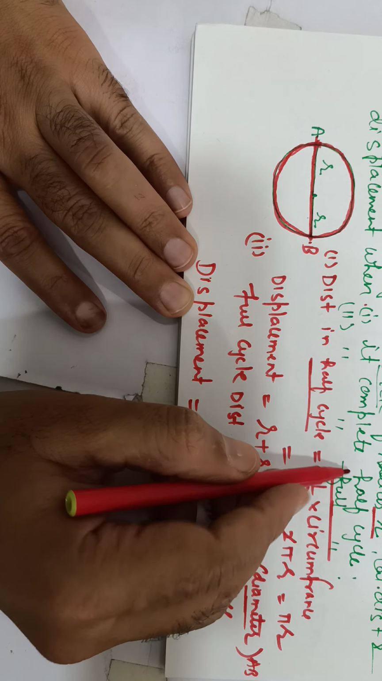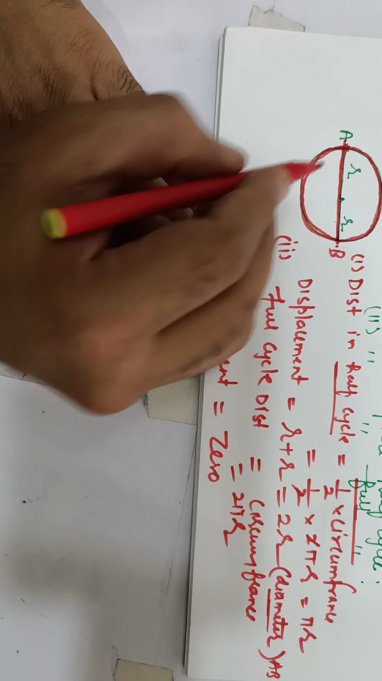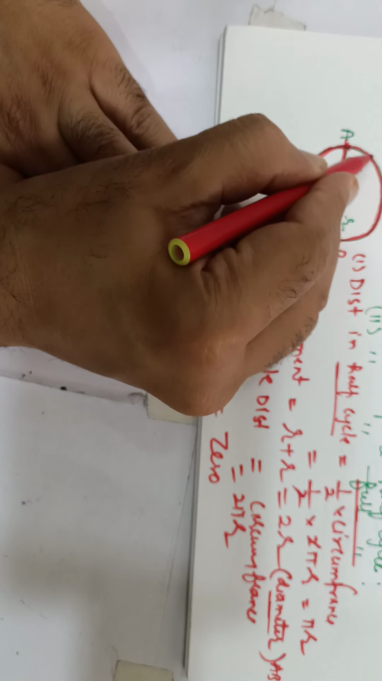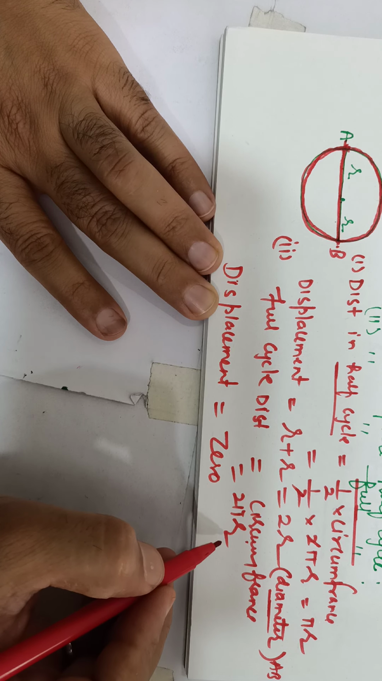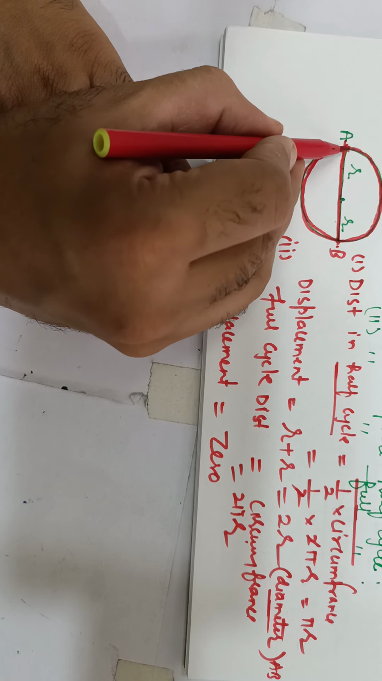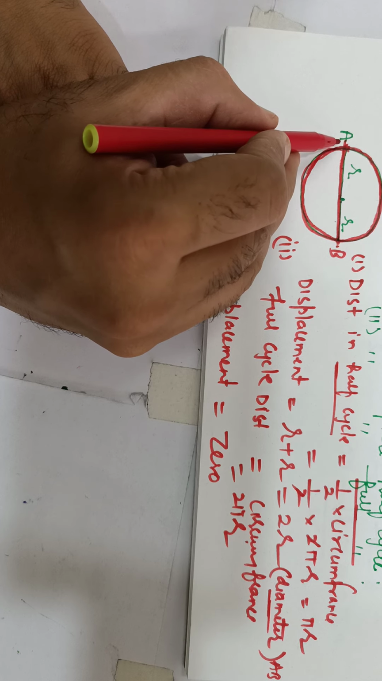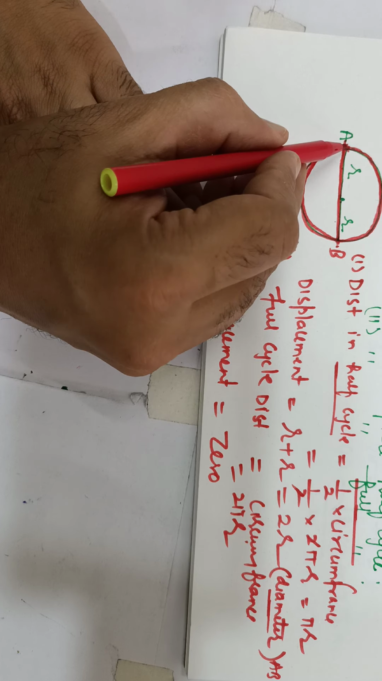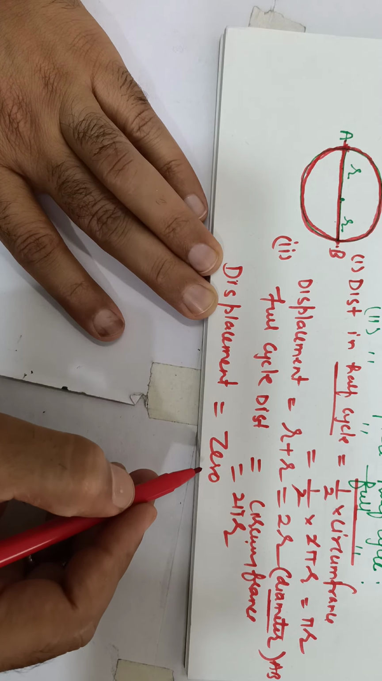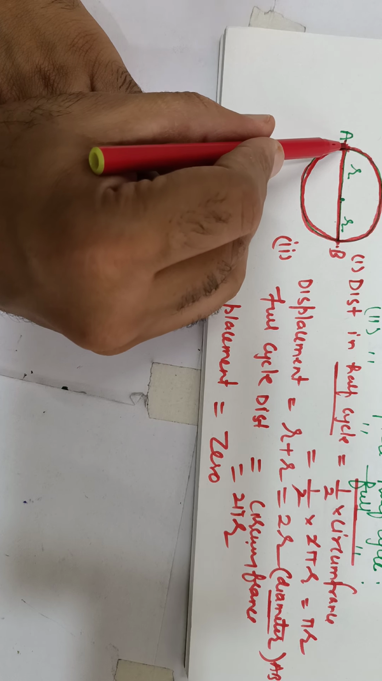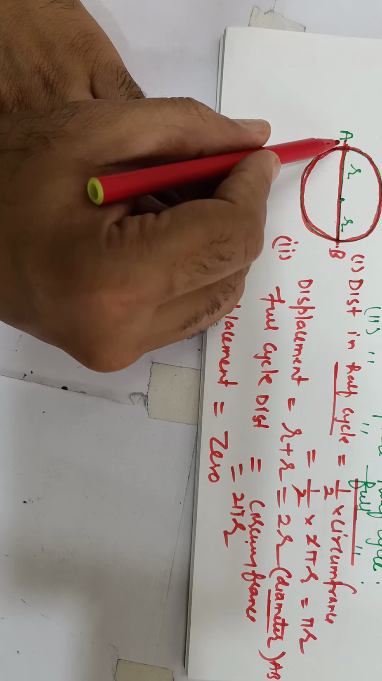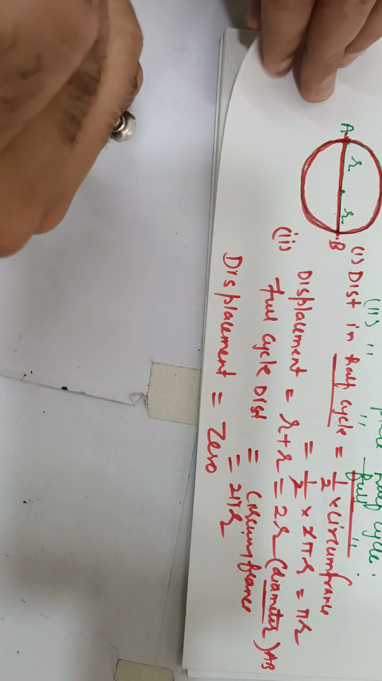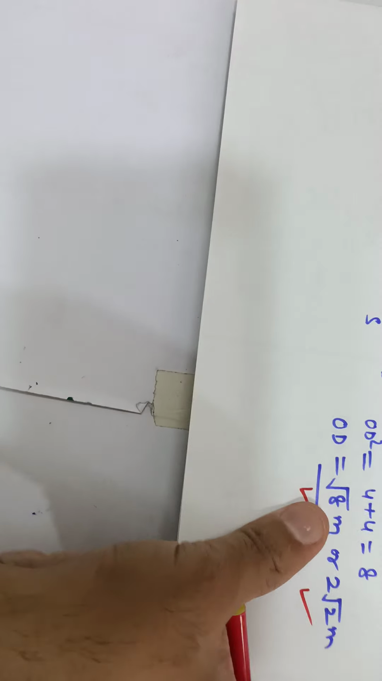Now in the full round, similarly, the person moves a complete distance, the circumference of the circle, that is 2 pi r. And the displacement: initial is A and final is A, so the displacement is 0, because for the straight line between the initial and final position, no distance is present. So the displacement is 0. Let us see some more examples.